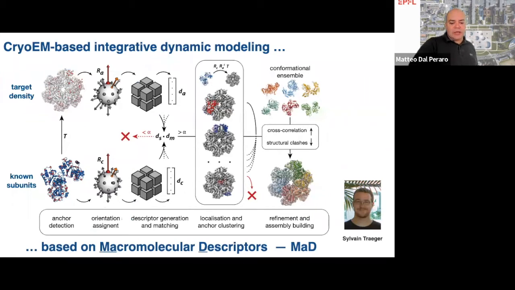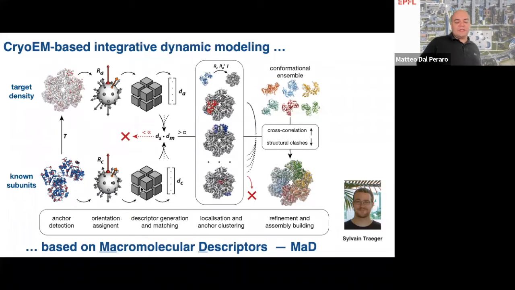we proposed a new approach. Actually Sylvain, a former PhD student in the lab who recently graduated, developed this MAD method, which stands for macromolecular descriptors. Here we borrow some concepts from image recognition, from computer vision, and we adapt them to the three-dimensional case of electron density maps. So the problem here is you have a target density at low resolution, and you have multiple subunits that you know at the atomistic level that you want to fit within the map to find the best model interpreting these experimental data. So it's like a three-dimensional puzzle, if you want.